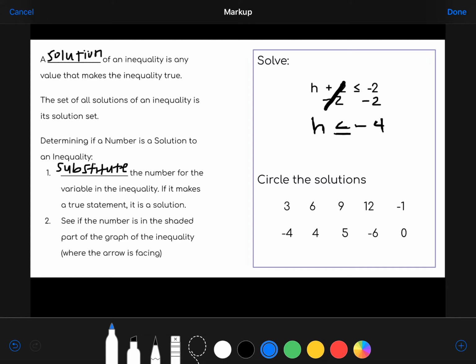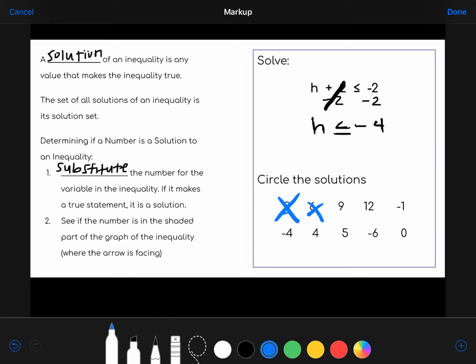So to check that by substituting, if I were to say h is 3, I would plug in 3 where h is. So 3 is less than or equal to negative 4. I know 3 is not less than negative 4. It's not equal to negative 4. So 3 cannot be a solution. That would not make the statement true. Now we're going to try with 6. So 6 less than or equal to negative 4. 6 is greater than 4. It's also not equal to negative 4. So that is not a solution.